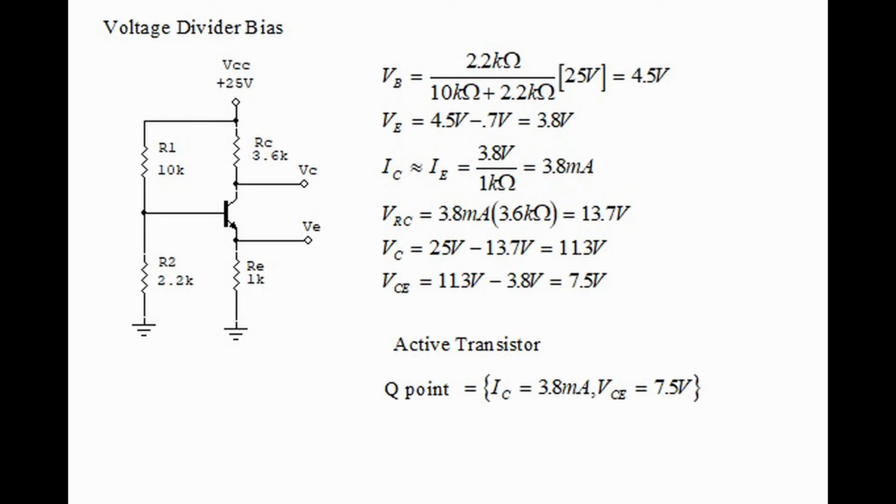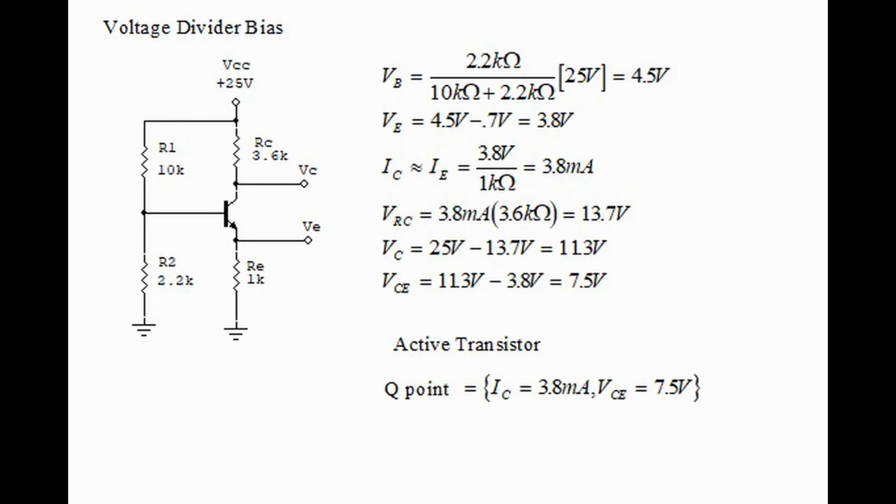Next, we find the emitter voltage by saying it's 4.5 volts minus 0.7 volts, and that equals 3.8 volts. We agree that collector current is approximately equal to emitter current, which is 3.8 volts divided by 1 kilo ohm, which is 3.8 milliamps. The voltage dropped across the collector resistor VRC is equal to 3.8 milliamps times 3.6 kilo ohms, which is 13.7 volts.